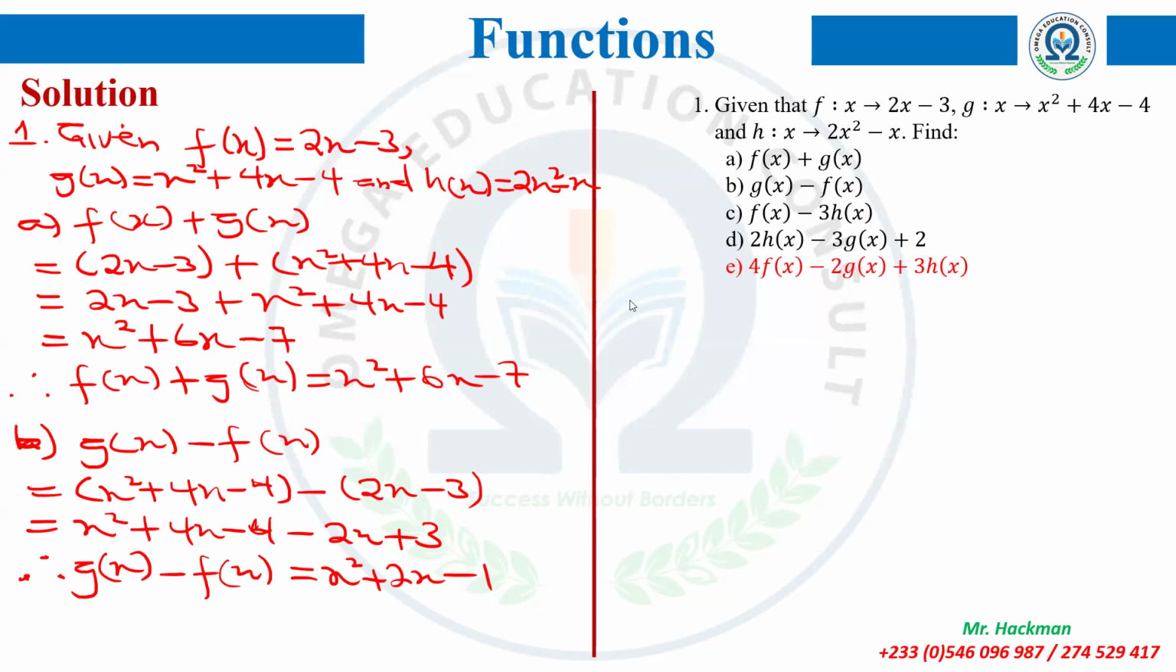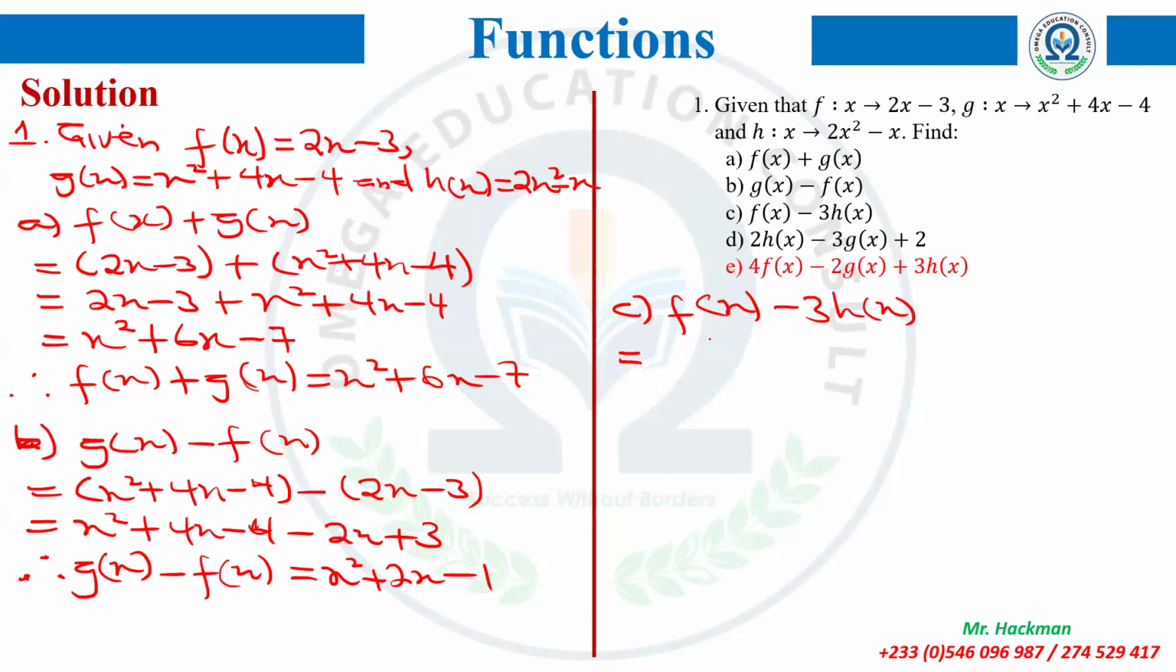Okay, so C. What are we given? f of x minus 3 times h of x. Okay, so there's an expression.